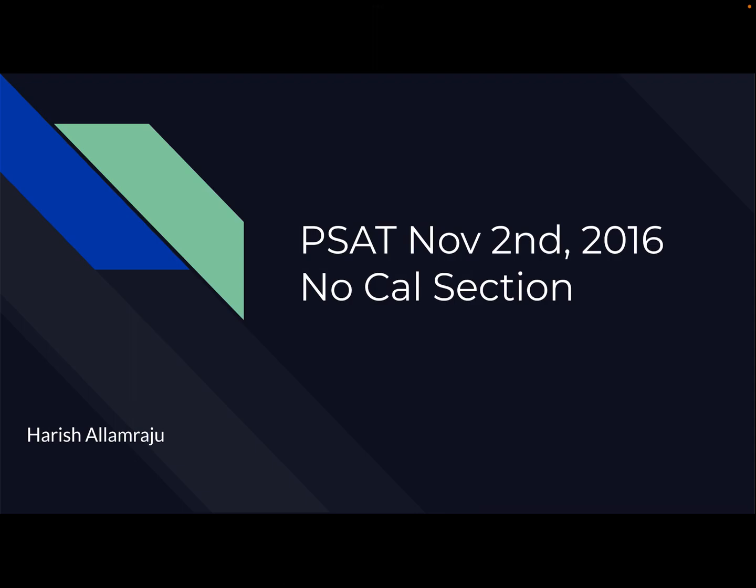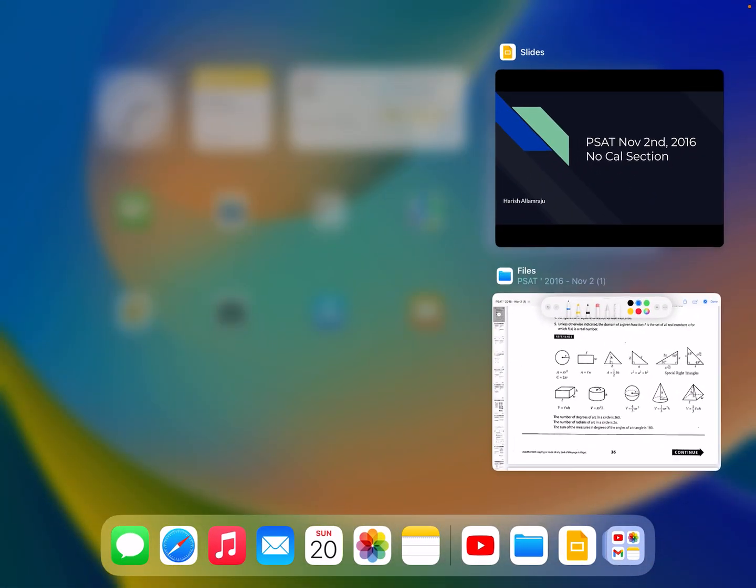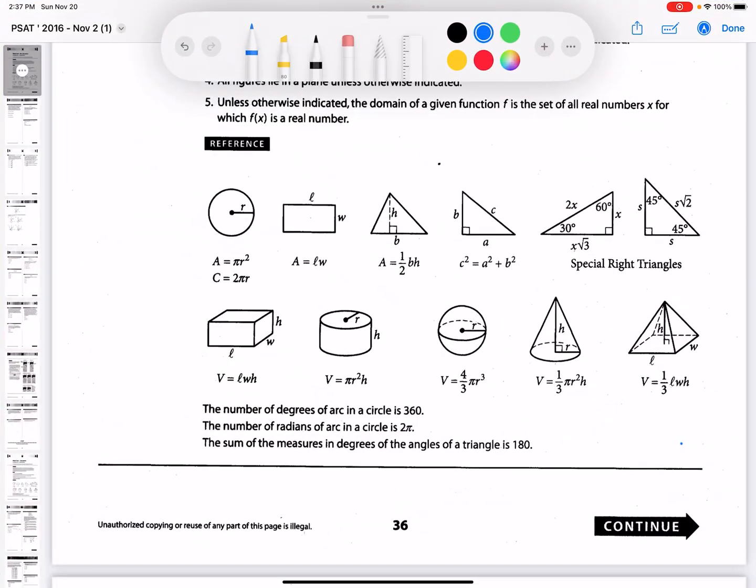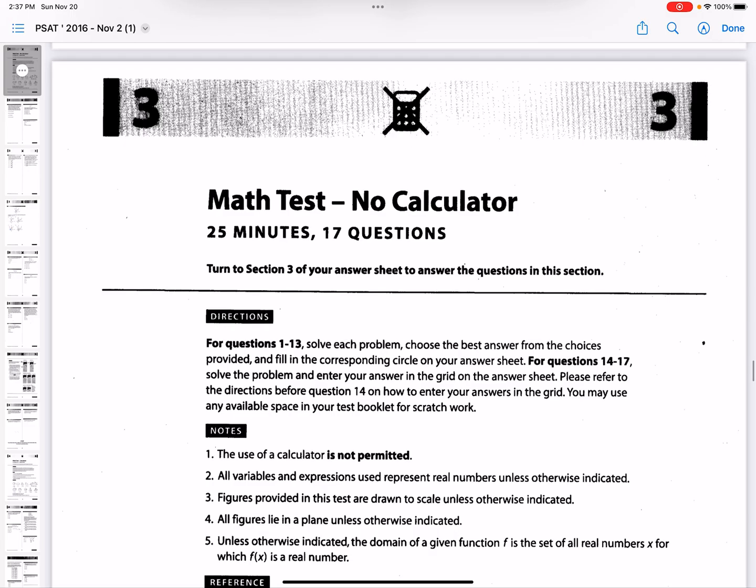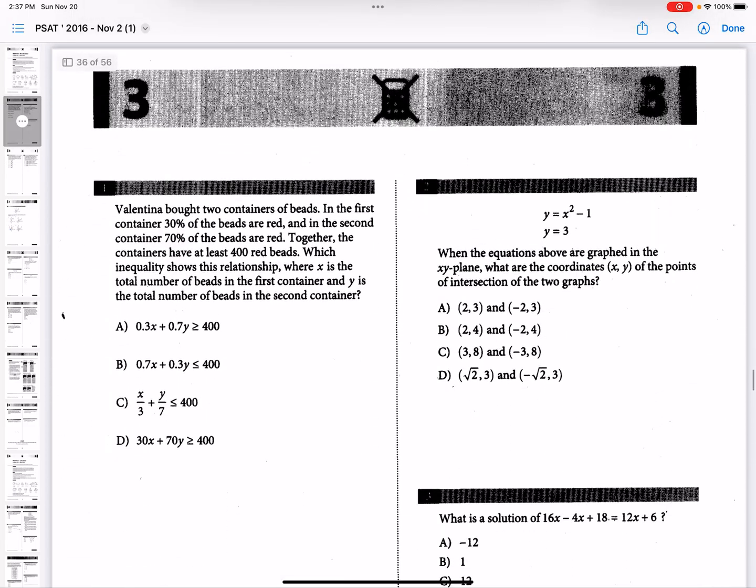Today I will be attempting the PSAT November 2nd, 2016 no calculator section. And I'm going to be timing myself since I'm supposed to do it in 25 minutes. So let's get started.